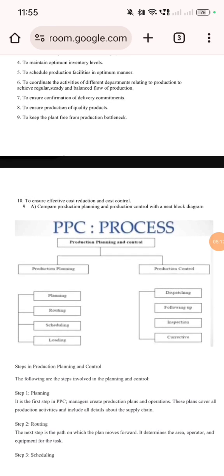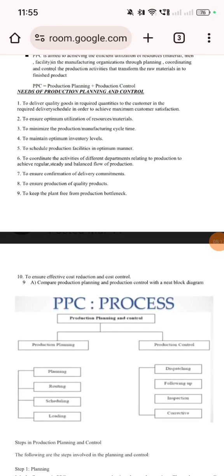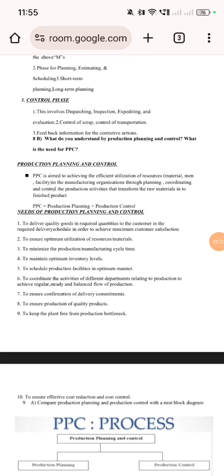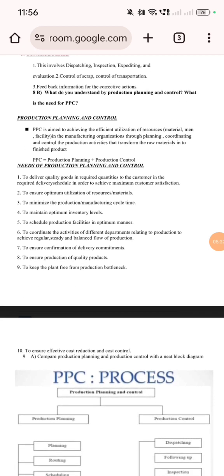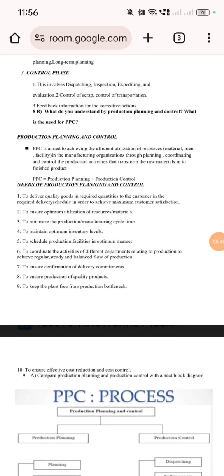Then what is a production plan? It defines the production target and required resources, and the execution of those items is done optimally both in terms of cost savings and efficiency. First of all, it ensures optimization of resource materials, minimizes the production manufacturing cycle time, and maintains optimum inventory levels to settle the production facility in an optimum manner. These are the following points of the need for production planning control.